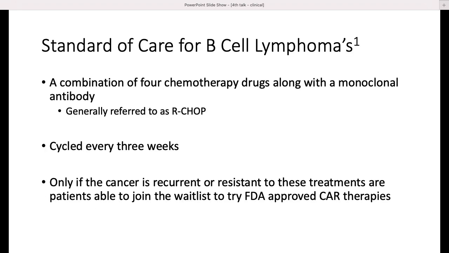And for B cell lymphomas, the standard of care is generally something that combines 4 different chemotherapy drugs, and it also uses a monoclonal antibody, and this is called R-CHOP. You cycle it every 3 weeks. And then, unfortunately, even though these CAR therapies are FDA approved, still generally you have to go through the standard of care. You have to join a wait list. And it has to be recurrent or resistant to that treatment multiple times, basically. And so you're not trying that till the end.